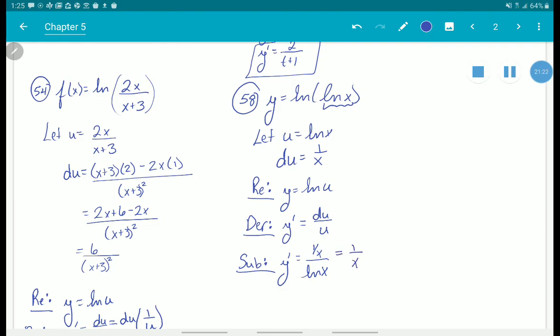So this can be rewritten this way. And that's going to reduce. Remember, keep, change, flip. So our final answer is 1 over x ln of x. There's our derivative.